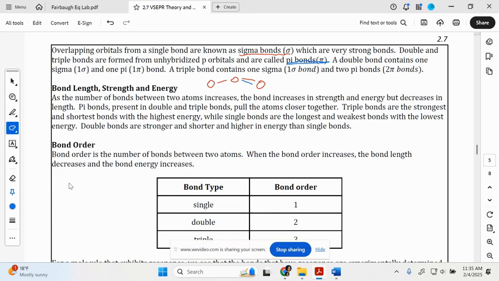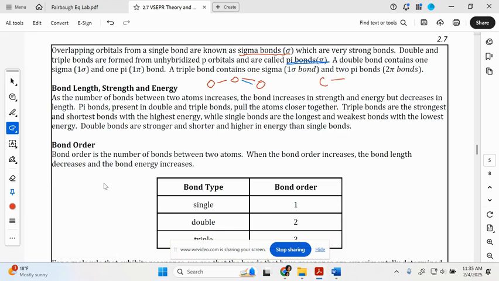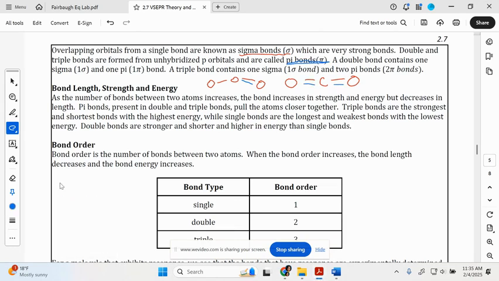Okay. If we were looking at CO2, so carbon dioxide, this is the structure of carbon dioxide. How many sigma bonds do we have in carbon dioxide? How many pi bonds? Two. Now, in terms of the strength of these bonds, a sigma bond is stronger than a pi bond.